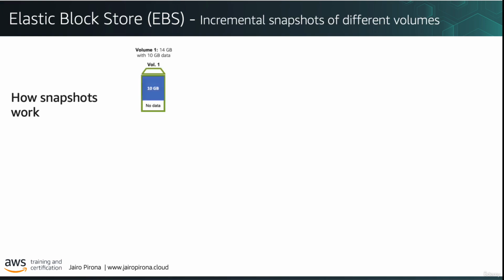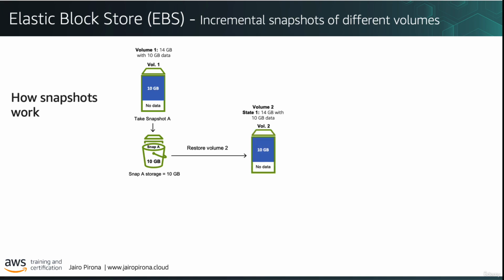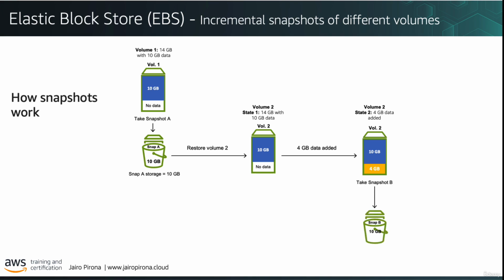We start with volume 1 of 14 gigabytes in size, but only 10 gigabytes are occupied with data. Then, we take a snapshot. In this case, it would be snapshot A of this volume, copying those 10 gigabytes of data. We then create volume 2 by restoring it from snapshot A. This means that volume 2 now has the same 10 gigabytes of data that volume 1 had at the time the snapshot was taken. Now, over time, we add another 4 gigabytes of data to volume 2. After this, we take another snapshot, in this case, snapshot B.